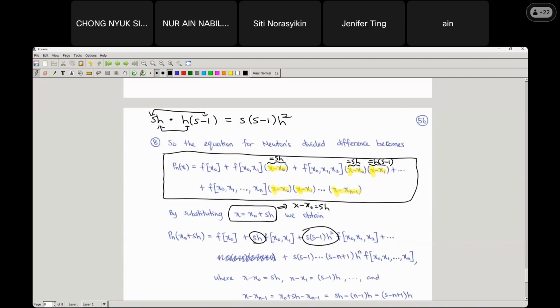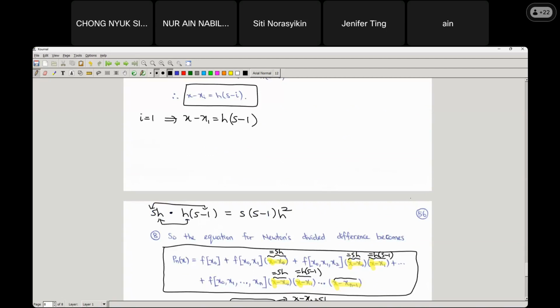Okay, this one you already know. This one is equal to sh. This one you already know. This is h times s minus 1. What about this? Okay, this is now your i is equal to n minus 1, right? So our x minus x_{n-1} is equal to h times (s minus i), where i is n minus 1.